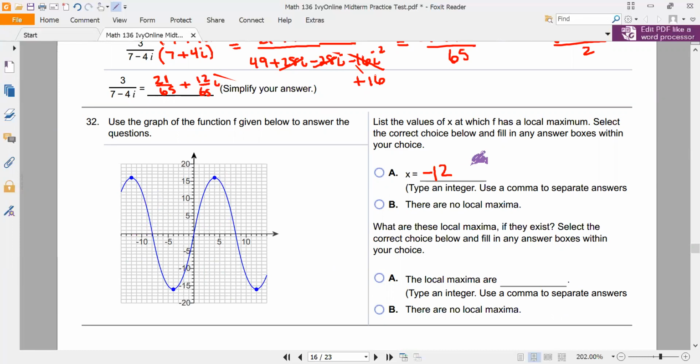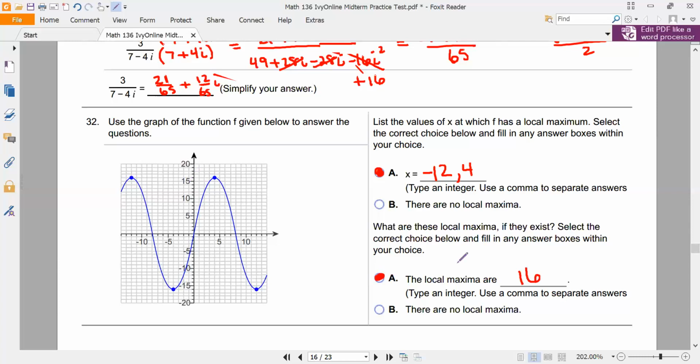Those are the x values attached to those hilltops. What are these local maximums? When they ask that, they're asking what is the height, and that is 15 or 16, is it? Oh, it's 16, yeah, sorry, it's hard to see here. So the local maximum height is 16.